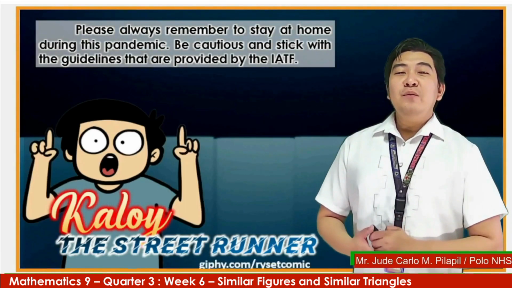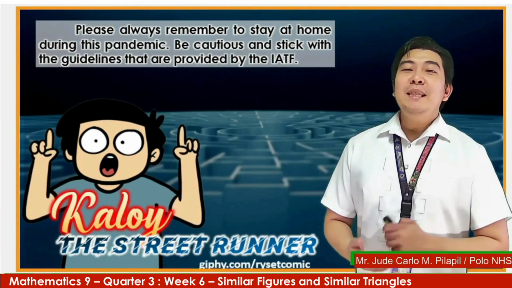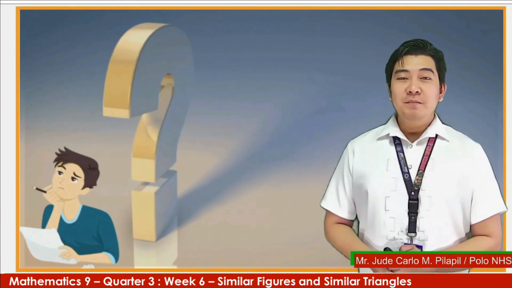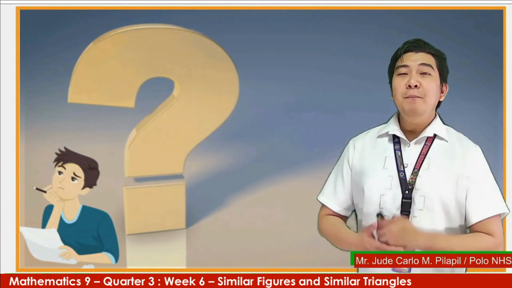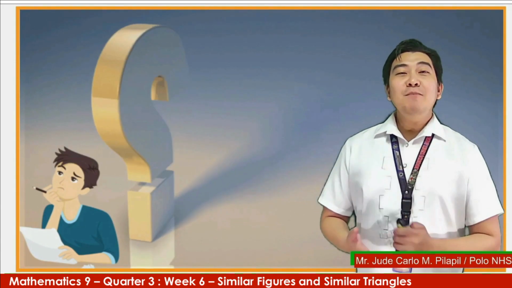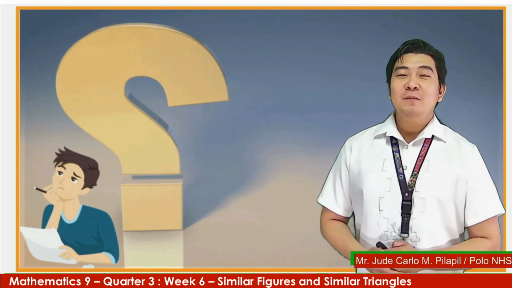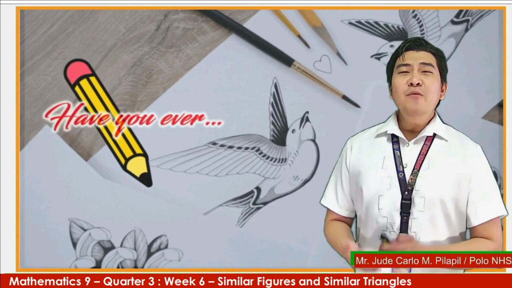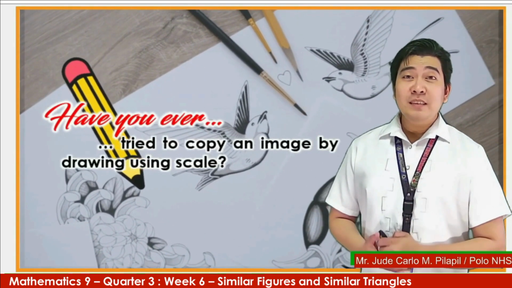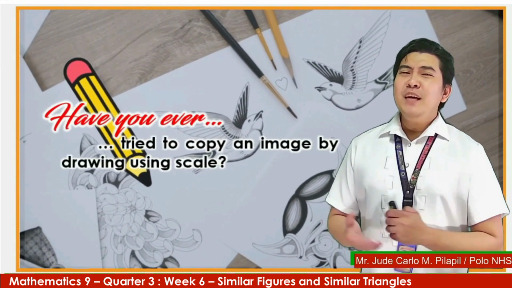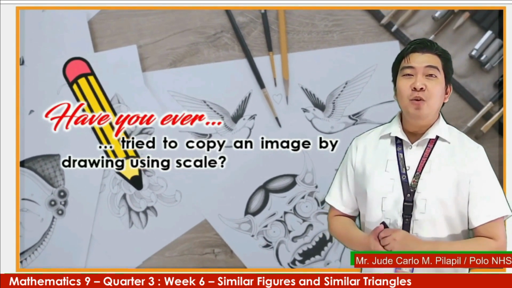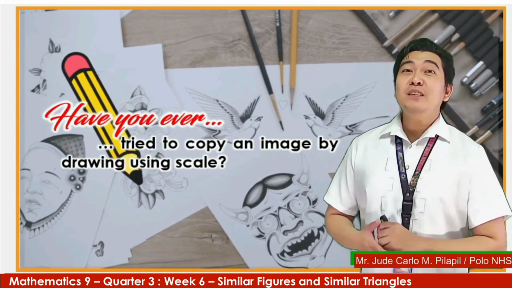It seems that you have done a great job remembering the past lessons that you have about ratio and proportion, and the concept that you applied on congruent triangles. At this point, let me ask you the following questions. Have you ever tried to copy an image by drawing using scale? Did you experience having a task where you need to copy a smaller drawing and turn it to its bigger version?